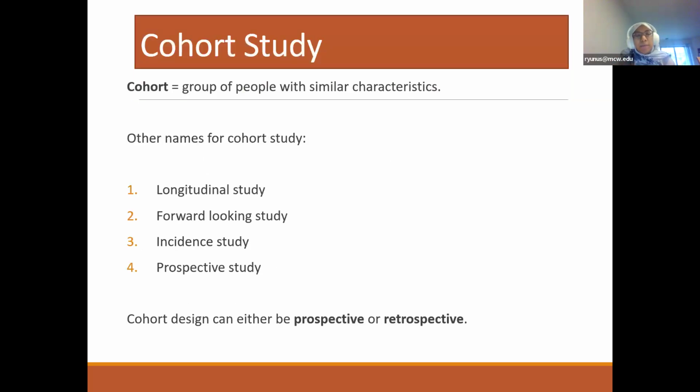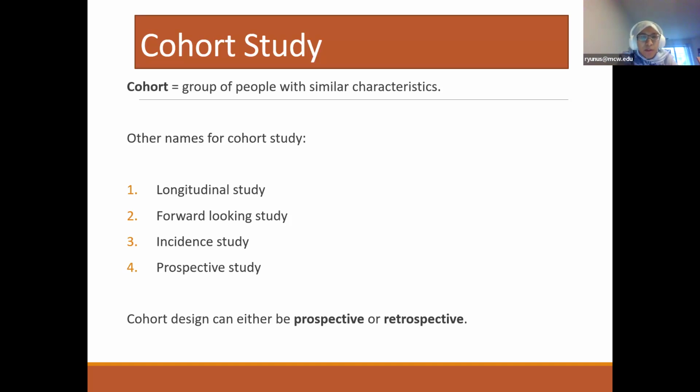Now, cohort, right? As I mentioned earlier, when someone says just cohort study, usually what he means is prospective cohort. However, there are 2 types of cohort study. There is prospective and there is retrospective. Okay, but prospective is the more widely used, I would say, and the more robust one because prospective cohort looks into the future. The word cohort itself usually means a group of people, right? A group of people with somewhat similar characteristics.